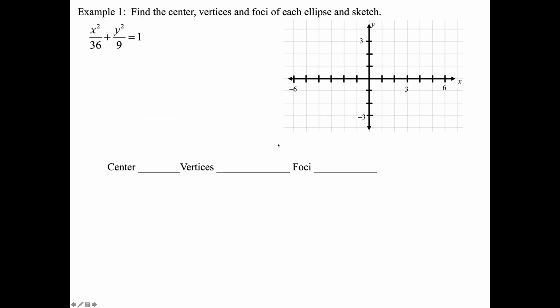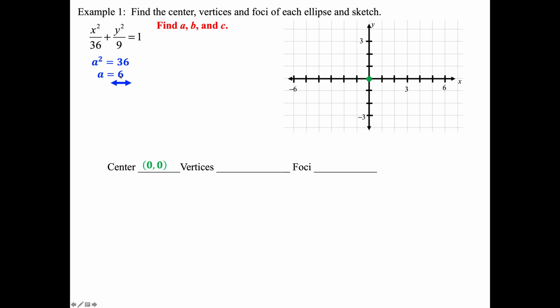All right, let's look at an example. Find the center, vertices, and foci of each ellipse and sketch it. Well, right away, I see nothing being added or subtracted to my x and y, so that tells me my center's at the origin, 0, 0. Next thing I want to do, after I plot my origin, is find the a values and b values. The biggest number is 36, so that's my a squared equals 36.